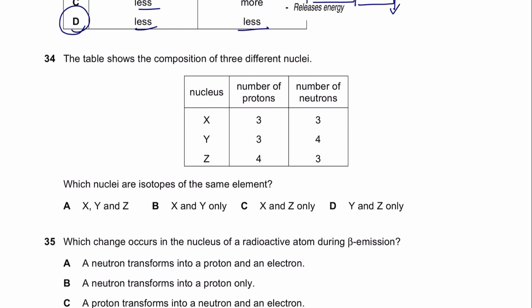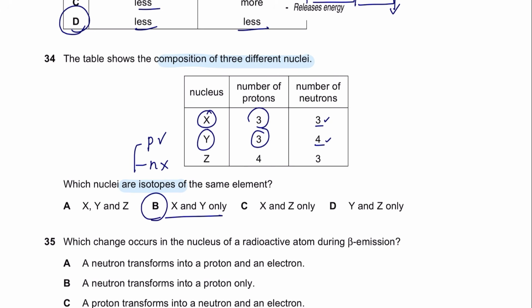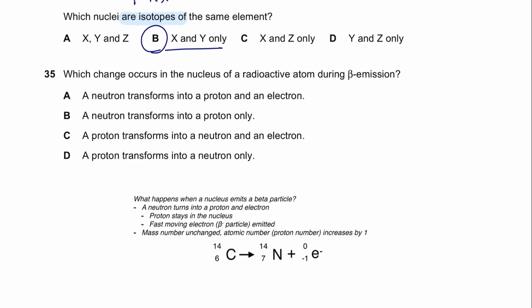Question 34. The table shows the composition of three different nuclei. Which nuclei are isotopes of the same element? Isotopes means you have the same proton number but different nucleon number. Same proton number but different neutrons, or nucleon number. So it will be X and Y. Answer is B.